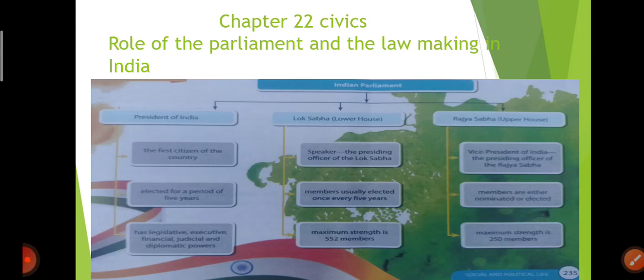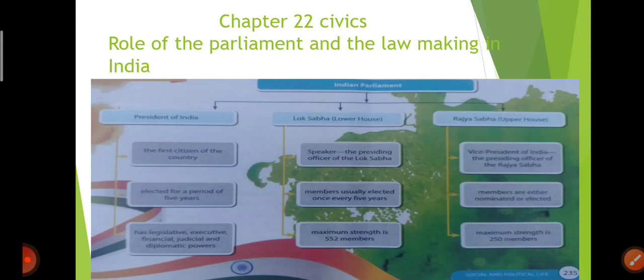Now, the Indian Parliament and the composition of the legislature. The Indian Parliament is known as Sansad. Sansad is the highest law-making body of the country. The Parliament comprises the President of India, the Lok Sabha, meaning the lower house, and the Rajya Sabha, meaning the upper house.